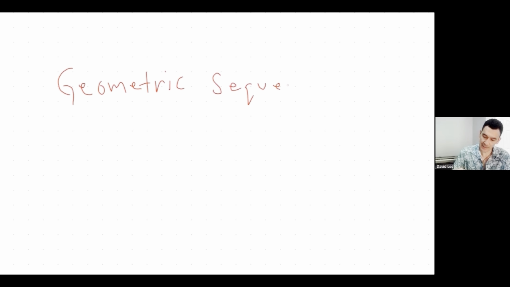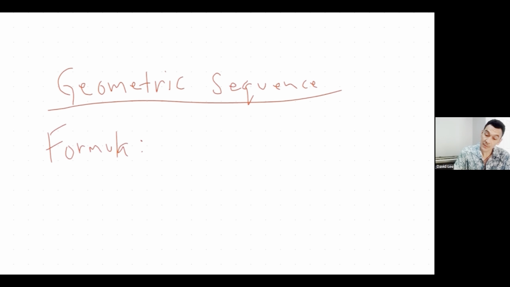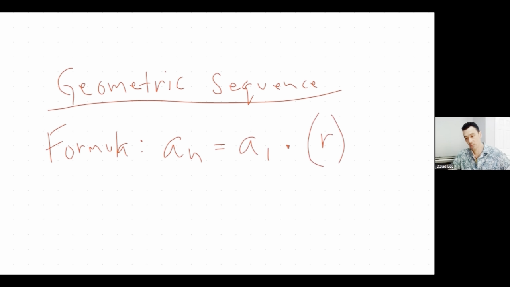In this short video, we will cover the geometric sequence. Our formula goes like this: a sub n equals a1 times parentheses r to the power of n minus 1.